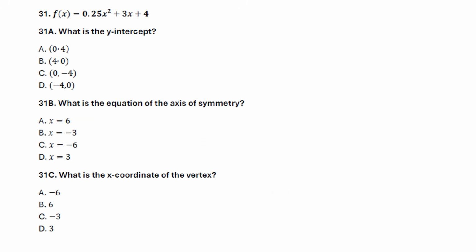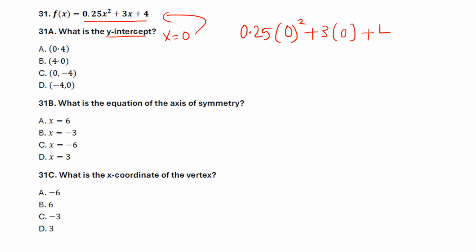Okay, let's solve these questions where we have to find the y-intercept, the equation of the axis of symmetry and the x-coordinate of the vertex. So let's start with the equation. In this equation for the y-intercept we put x as 0. So when we put x as 0 in this equation we get 0.25 times 0 squared plus 3 times 0 plus 4. These two terms become 0, so we are left with 4. So the y-intercept is: x is 0, y is 4. So the answer is A.